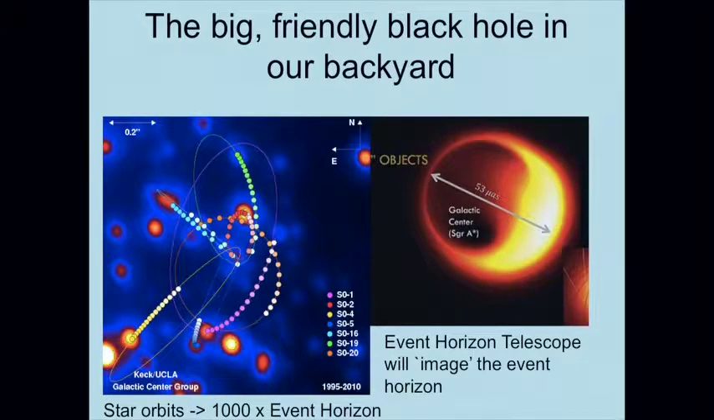The closest passage is actually going to occur in the coming year. There's a new experiment called the Event Horizon Telescope that's going to use radio telescopes to literally look at the shadow of this black hole. So it'll get much closer and look for this asymmetry that you expect in the black hole.